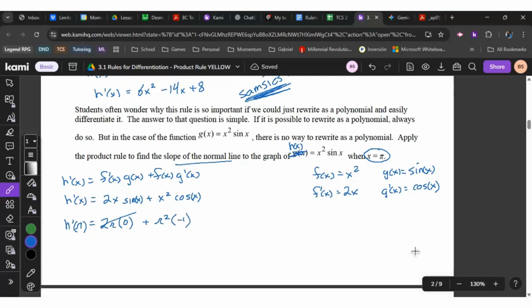Negative. -1. Good. This part goes away, right? Anything times 0 is 0. So h prime of pi is actually just negative pi squared. Perfect. What would the normal be then?